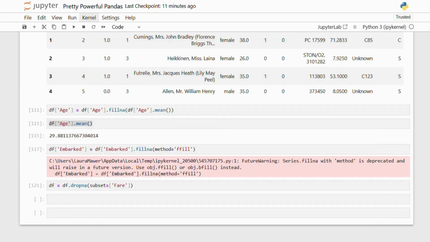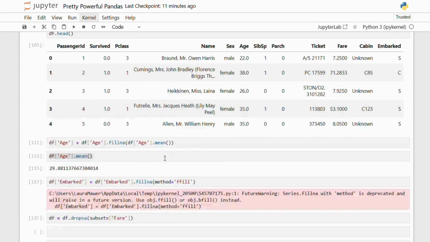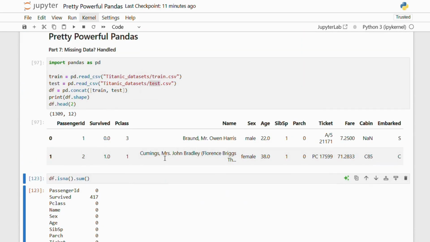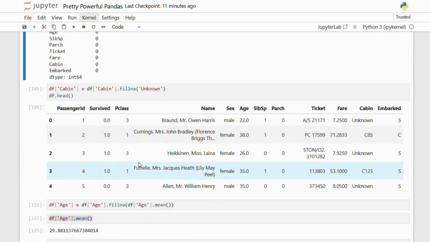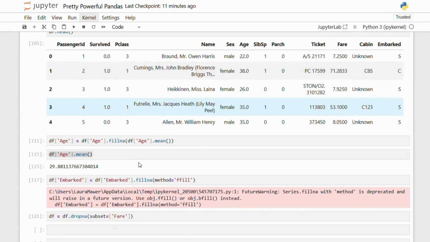Okay, so that's the essentials really. It's best to detect what's missing in the first place, so that's our isna sum, and then you can either fill it with a value, fill it with a mean, forward fill, or just drop the data altogether. And everything is built really nicely, as you can see, into pandas. So there's your tip. Go and make your pandas pretty powerful.